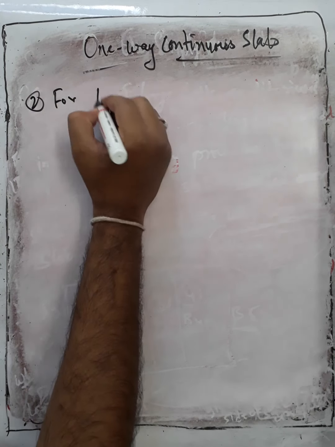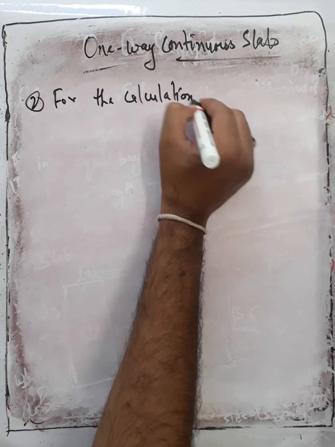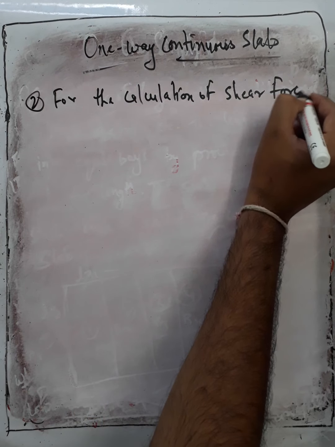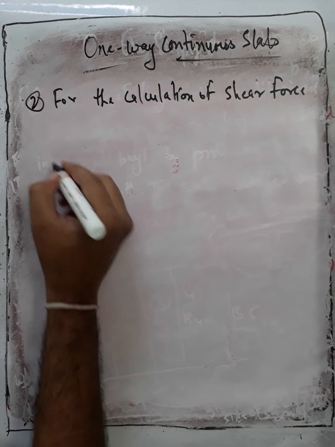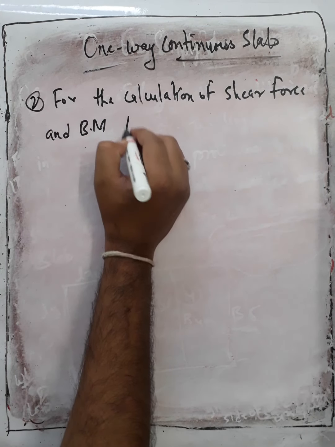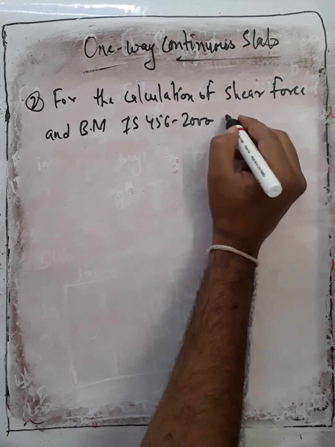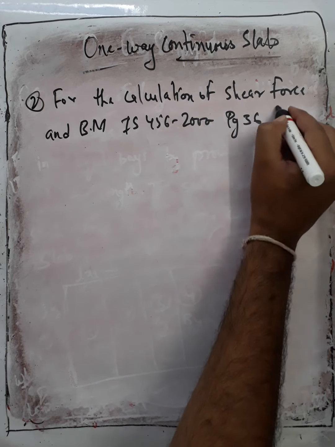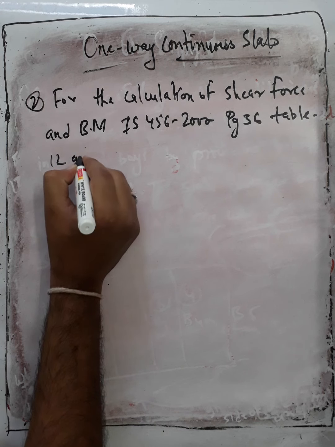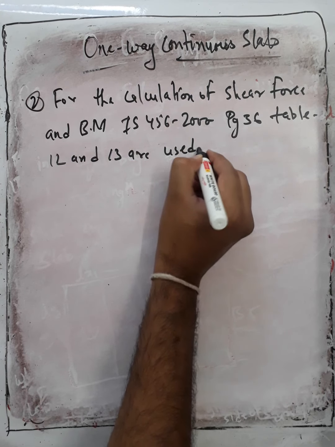For the calculation of shear force and bending moment, IS 456 2000 page number 36, table number 12 and 13 are used.